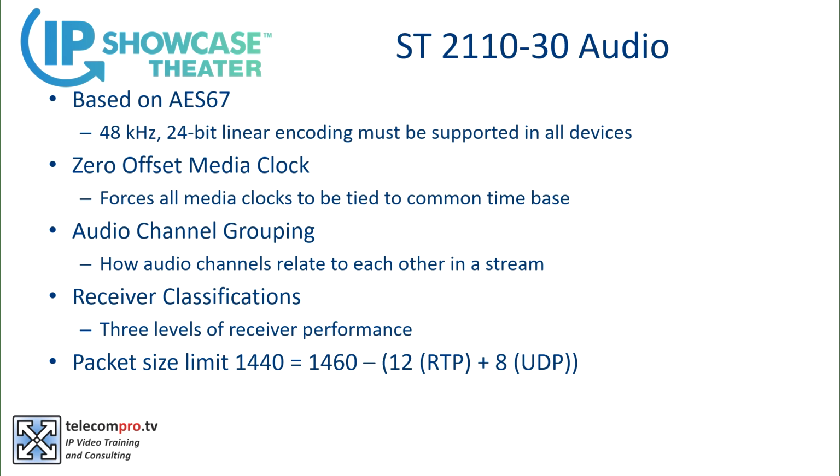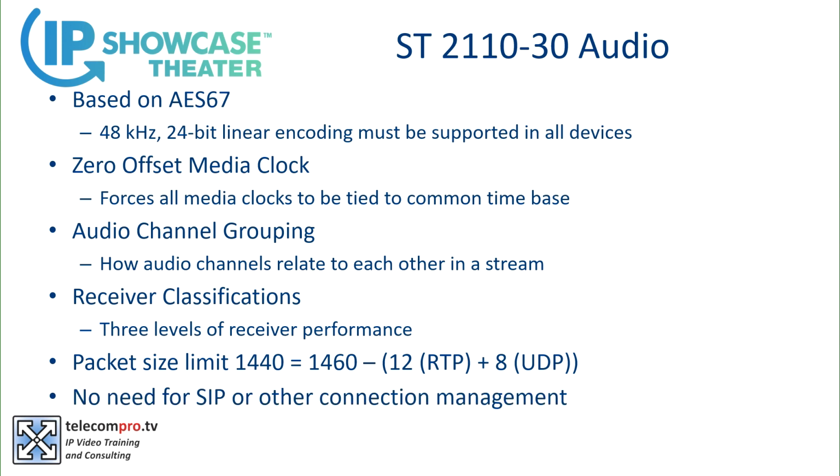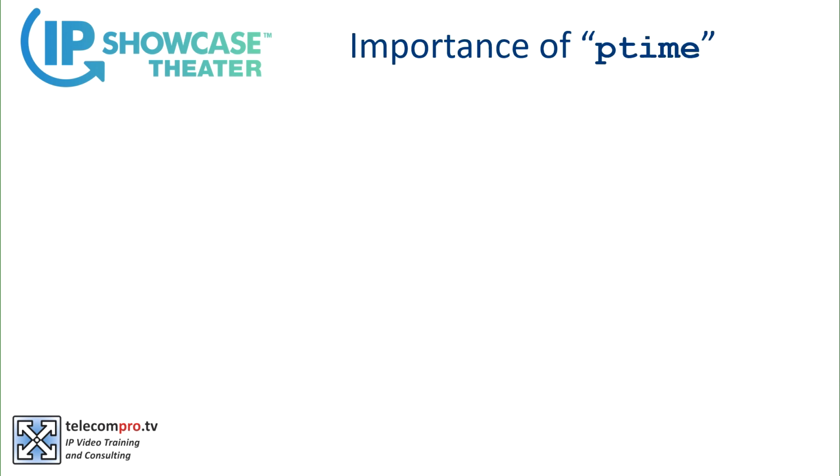And we also specify that our packet size is going to be 1460 overall, but because we need an RTP header and a UDP header, we have a packet size limit of 1440 bytes. So that means that's how much audio data I can put in one IP packet. No jumbo audio frames, okay? And there's no need. AES67 supports SIP and other stuff, which we don't need.